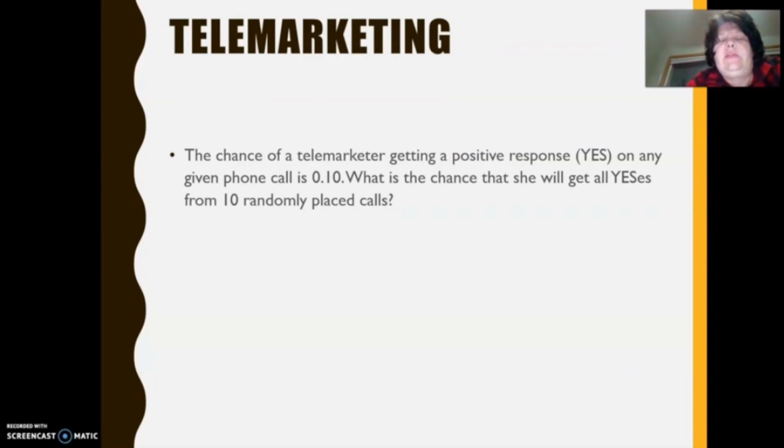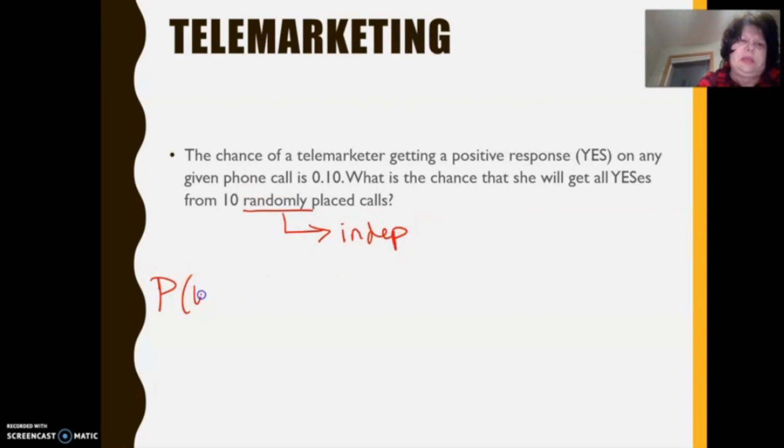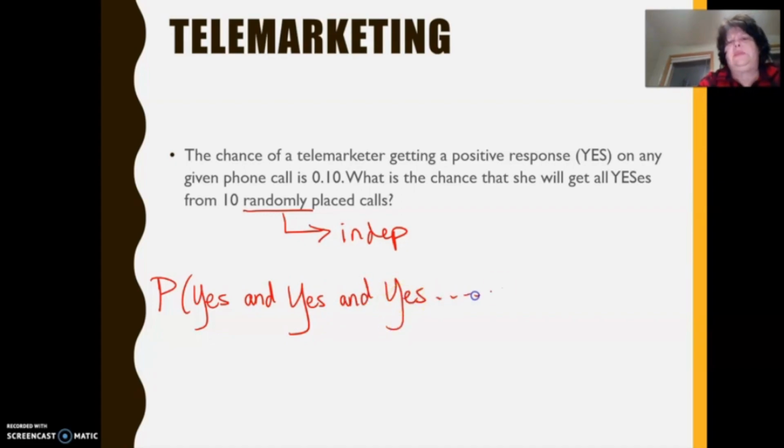So let's look at an example. The chance of a telemarketer getting a positive response, which is a yes, on any given phone call is 0.1. What is the chance that she will get all yeses from 10 randomly placed calls? So they're random, that means they're independent, and there's 10 calls, right? And you need a yes on all of them. So it would be yes on the first one, and a yes on the second one, and a yes on the third one, all the way up to yes on the 10th.